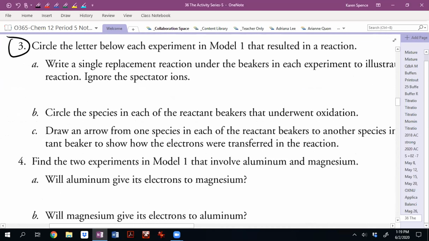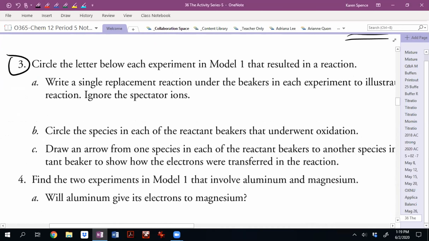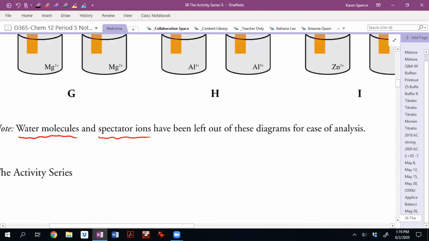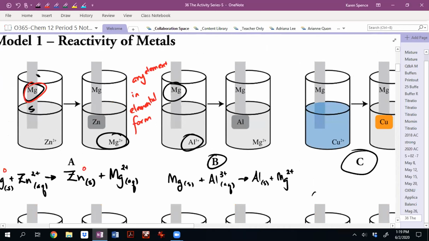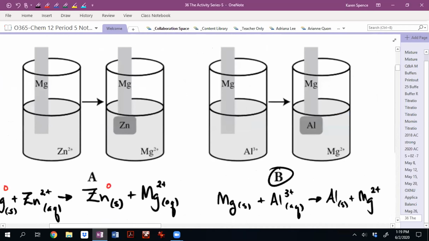Circle the species in each of the reactant beakers that underwent oxidation. Okay, so let's go back here and let's do A and B. And so we're going to circle the species that underwent oxidation. So I'm going to get rid of all my circles because I've circled everything. So who has undergone oxidation in this beaker here? Who undergoes oxidation in this beaker? Actually, I should put it here because it's the reactants that either undergo oxidation or reduction.